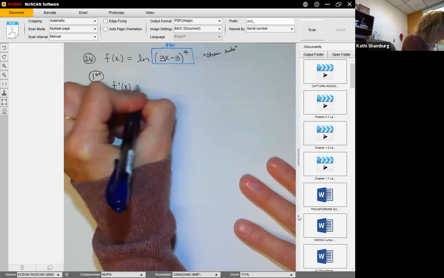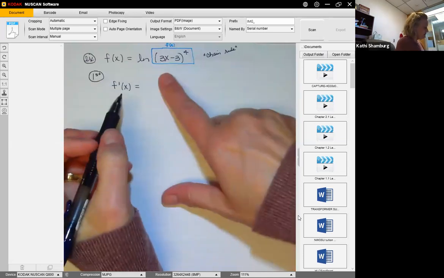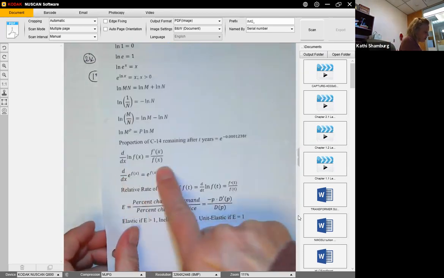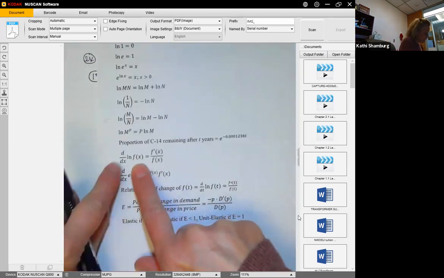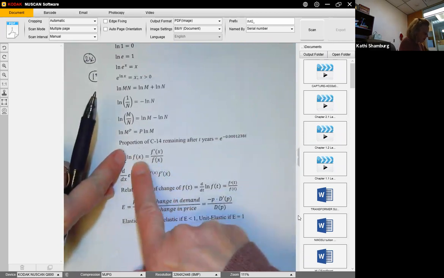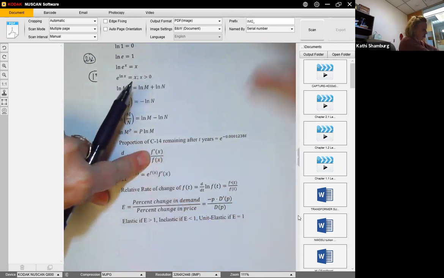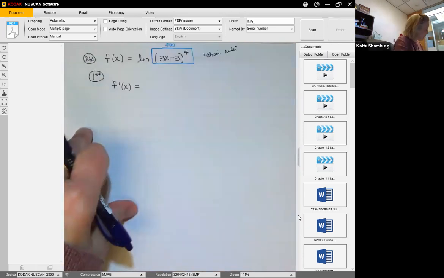So when I'm taking the derivative of a natural log, and you'll see this right here on your formula sheet, it tells me, since I have a natural log and a function, then I take the function's first derivative, and that's what goes in the numerator.